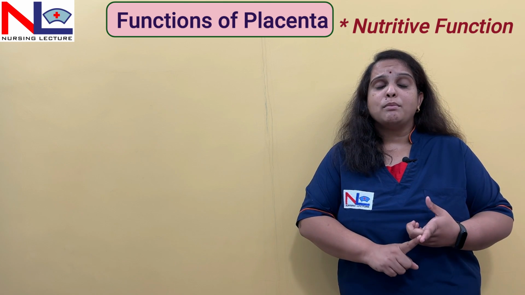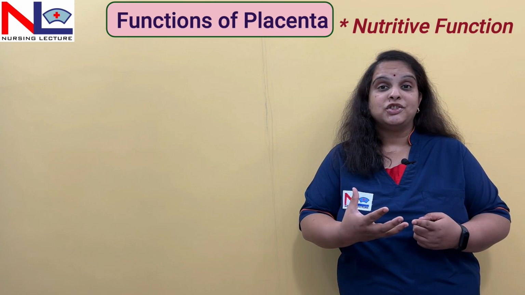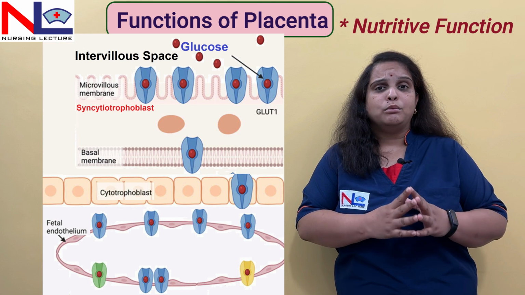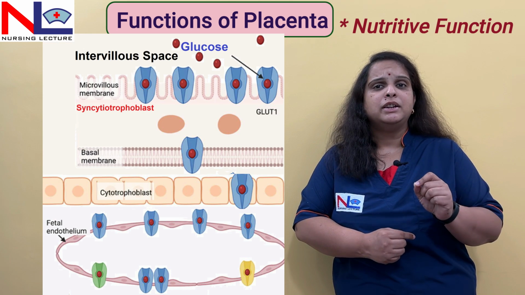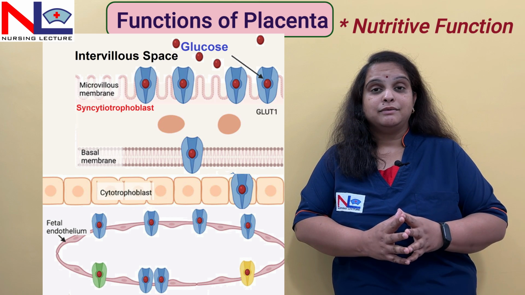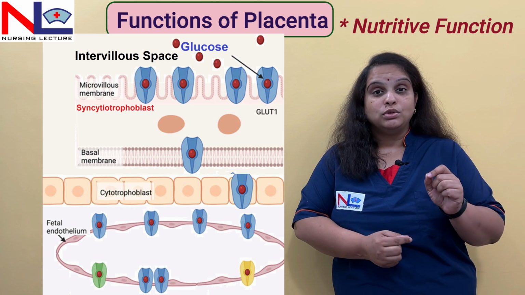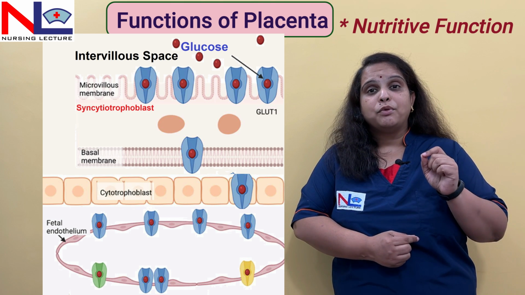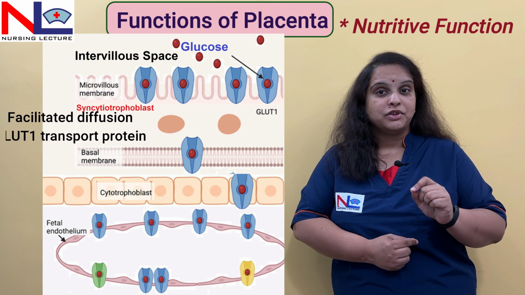The most important nutrient that gives energy is carbohydrate, and it moves toward the fetus in the simplest form, a monosaccharide which cannot be broken down further. Yes, it is glucose. Glucose is transported from mother to fetus, and for this transfer it requires facilitated diffusion.